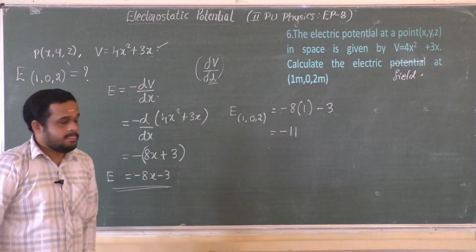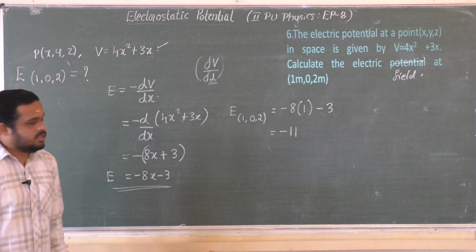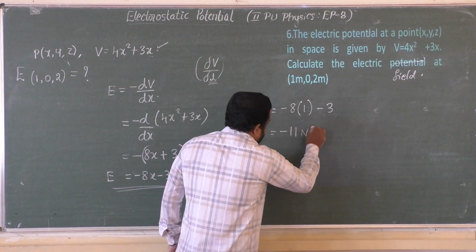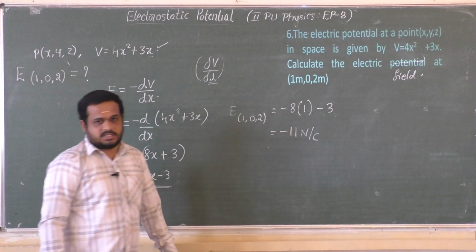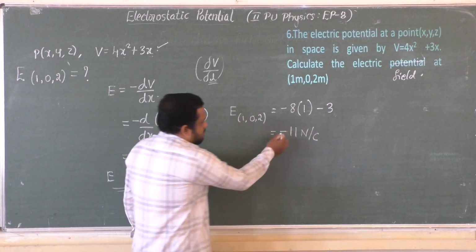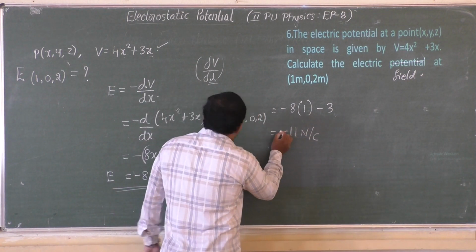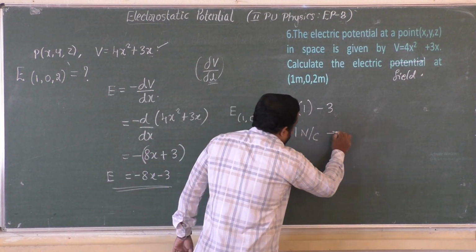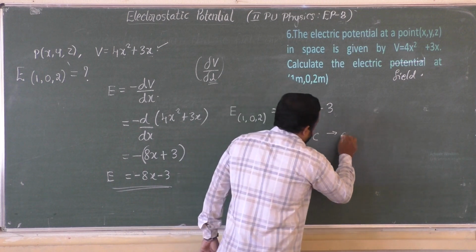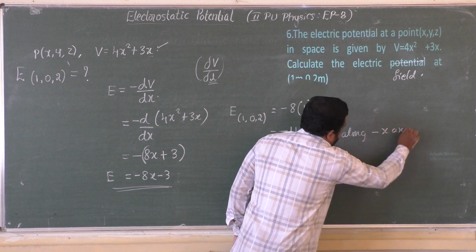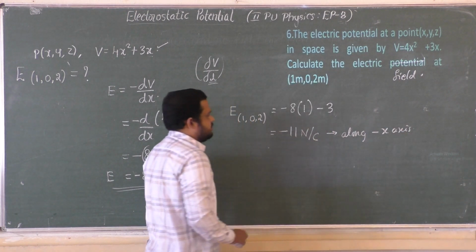Okay, 11. Now what is the unit? We know that unit of electric field is Newton per coulomb. You can use the same unit, Newton per coulomb. Minus of this much means negative value along x axis. You can add one more comment, that is along minus x axis, negative x axis.